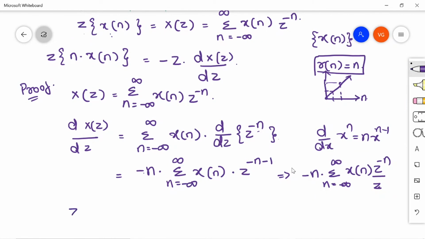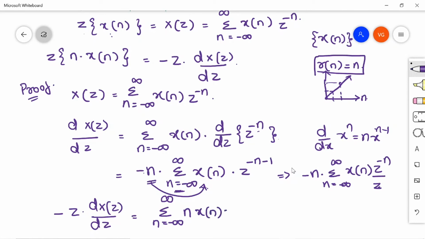Then it becomes z into dX(z)/dz is equal to, that minus also I am bringing, so this can be written as sum over n running from minus infinity to infinity. The n you have to write within that sigma only, because sigma is over n only. So I am writing n into x[n] z^(-n). So in place of x[n], I have n into x[n]. So this is nothing but the z transform of n into x[n]. So hence it is proved here.